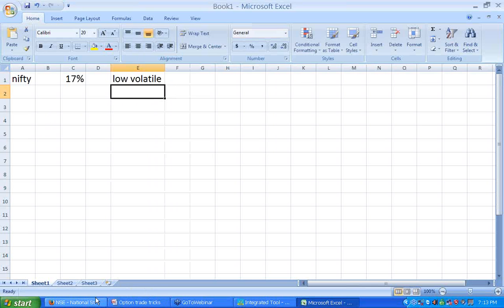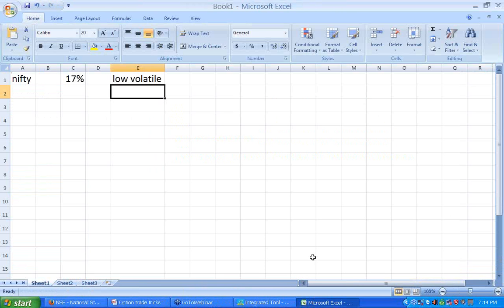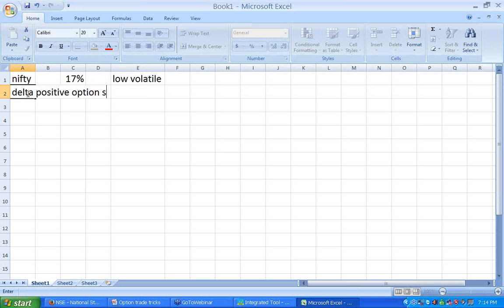So now if we are going to form a delta neutral strategy in a low volatile market, what kind of delta neutral strategy can we form? We can form a delta positive strategy in a rising market with low volatility. The price is in a rising trend and we are in a low volatility scenario. So we can form a delta positive option strategy. This positiveness can be minimum 3, maximum 10.